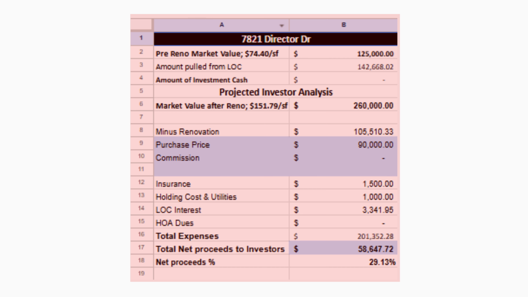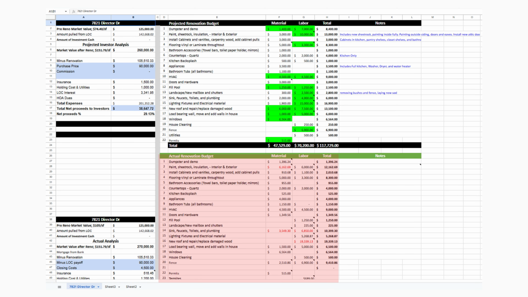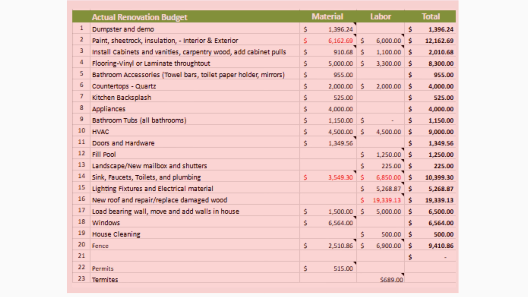Now, any percentage that is 20 to 25% is going to be something you hold on to. Anything less than that is going to be something you want to sell. Now, as you can see down below, I was actually about $10,000 under on the actual renovation budget, which is good because that extra $10,000 I usually have as a reserve just in case something goes wrong. And under the actual analysis, I was about 2% over my projected proceeds, which is fantastic.